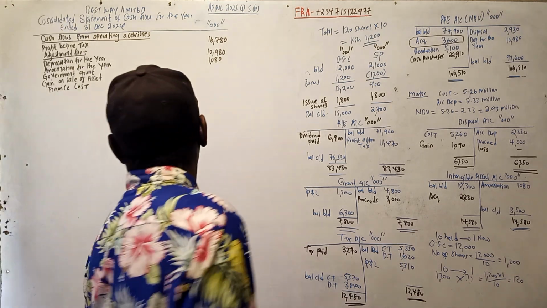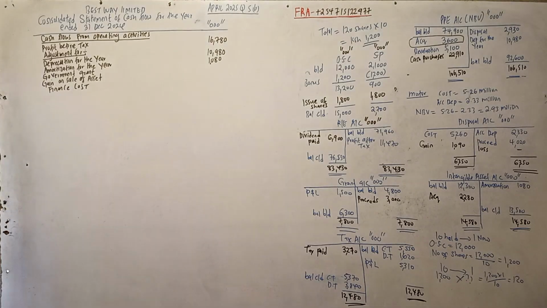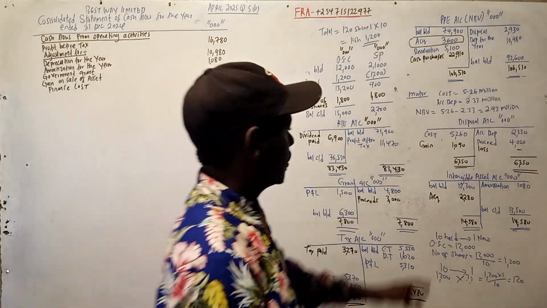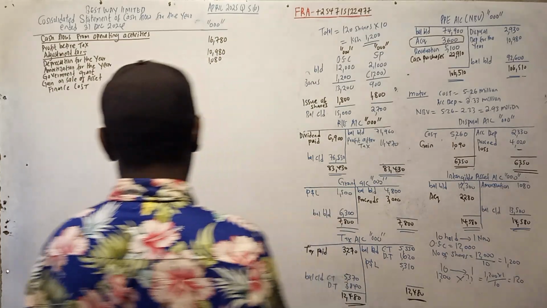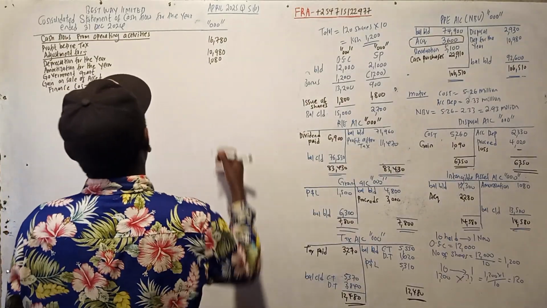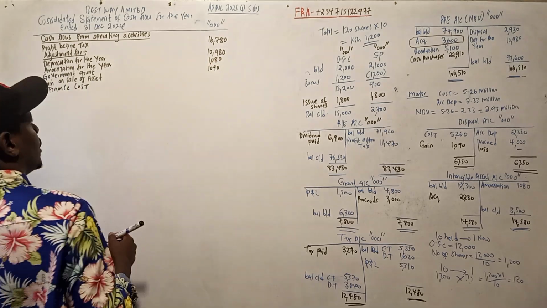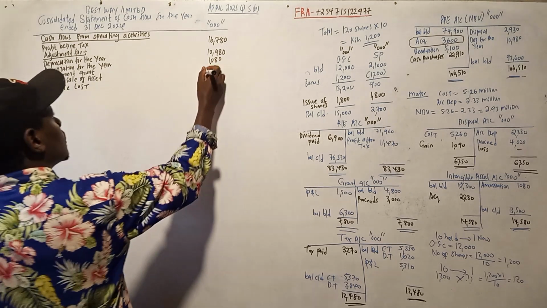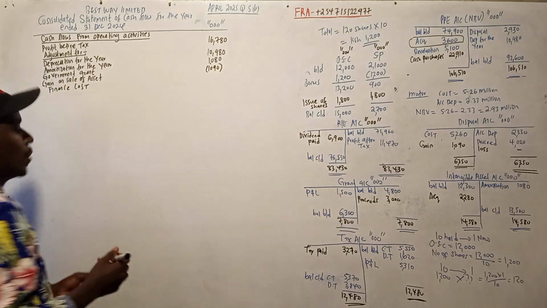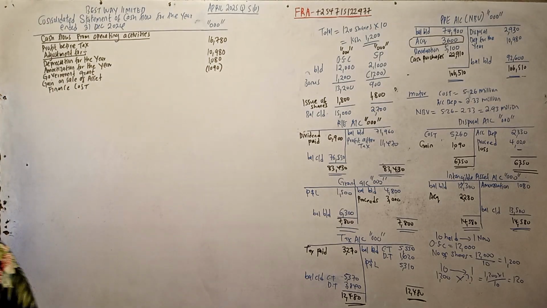So gain from the sale of an asset. We have it here. It is the 90. Now that is the gain. So it was added. We need to deduct it. So the gain was added, we need to deduct it.